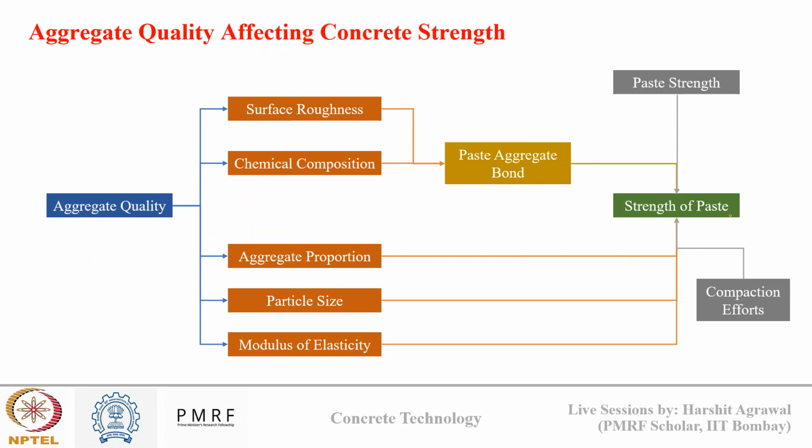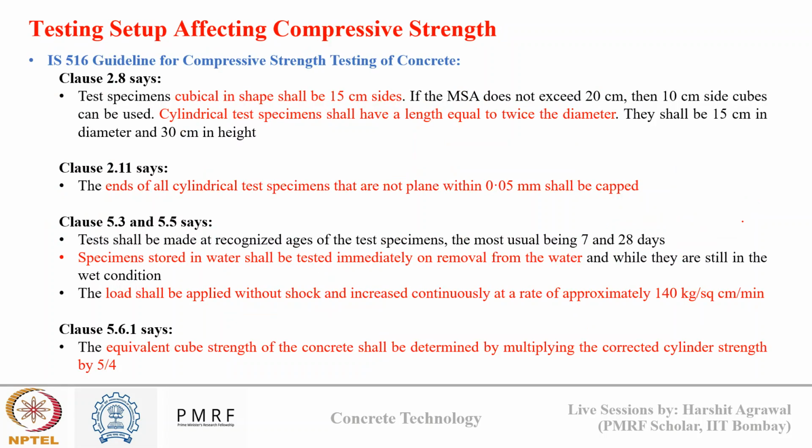Similarly, we saw how aggregates affect the paste aggregate bond and directly concrete also through this flow chart. So the surface roughness of aggregate and the chemical composition can affect the paste aggregate bond, which can affect the strength of the paste, strength of the concrete, I should say here. And aggregate proportion, particle size, and modulus of elasticity can also affect the strength of the concrete.